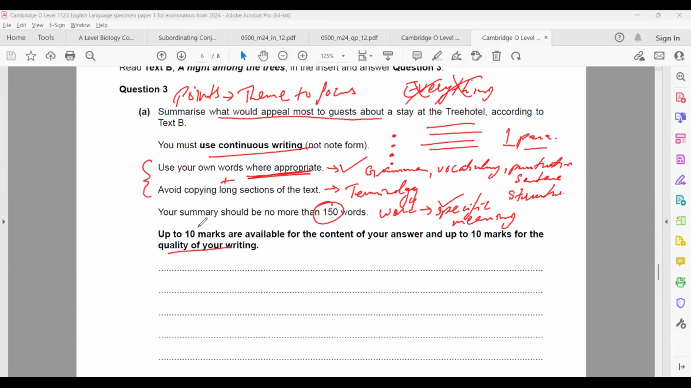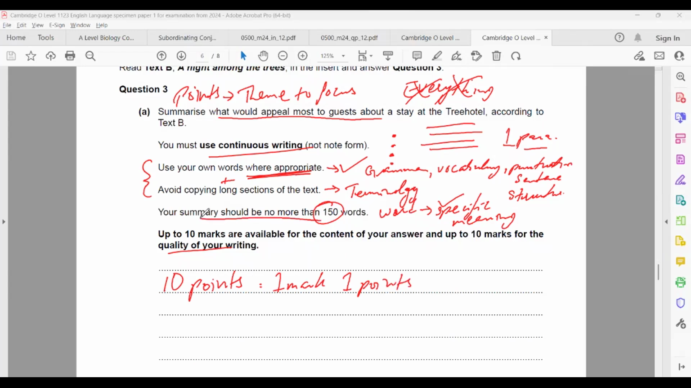Okay. 10 marks available for content. That means you need 10 different points, right? 1 mark for 1 point. That's how Cambridge works.